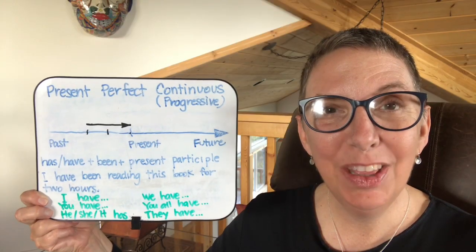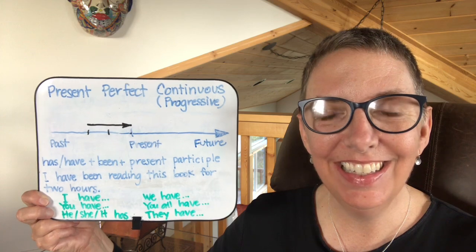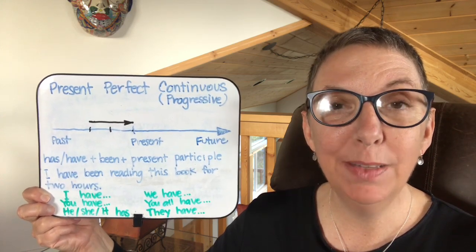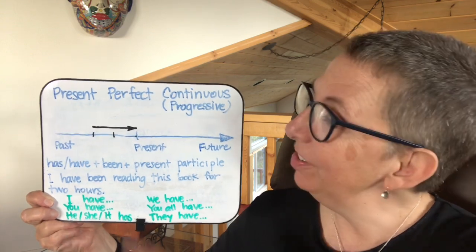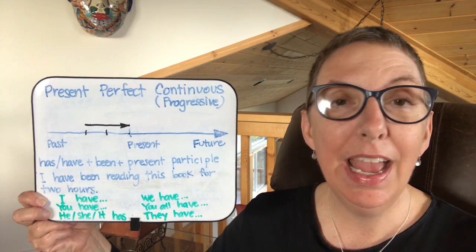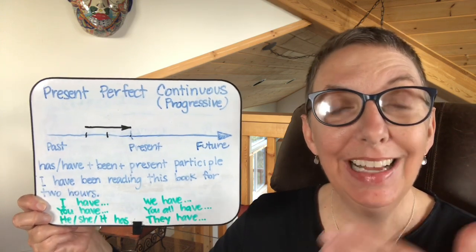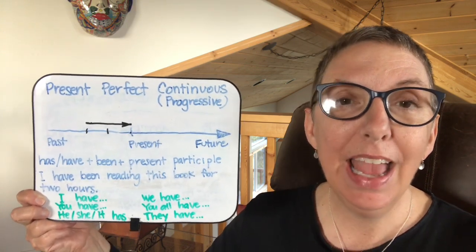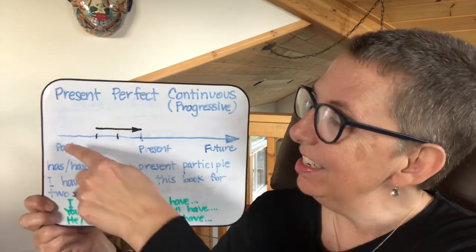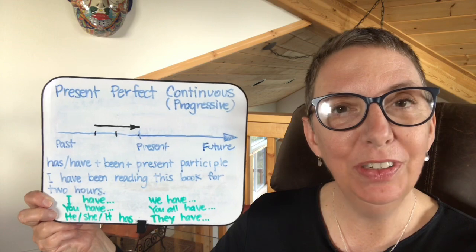As I said, the present perfect continuous is the tense that we use when we want to talk about something that has been happening over a certain length of time. It's something that has been happening until the present moment, and it may or may not continue to happen. So you can see that in the timeline that I've drawn here for you.